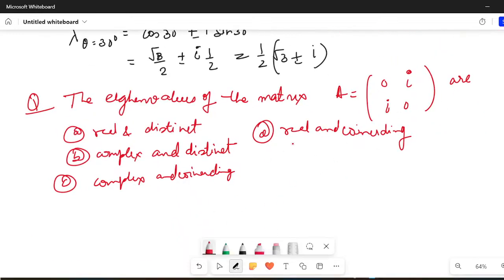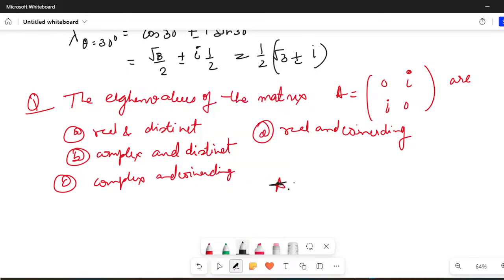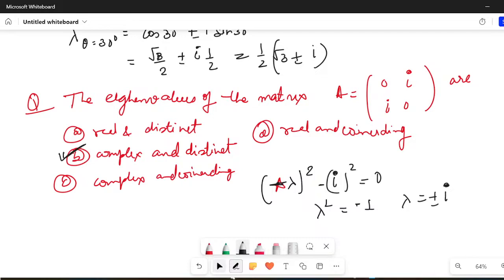Okay, so in this particular problem, again, try to find the characteristic equation first. The characteristic equation would yield you the eigenvalues. So this will be minus lambda whole squared minus iota whole squared equals 0. So you'll get lambda squared equals iota squared, which is minus 1. So lambda is equal to plus minus iota. If lambda is equal to plus minus iota, it implies that the eigenvalues are complex, but they are distinct. Option B is the correct answer.